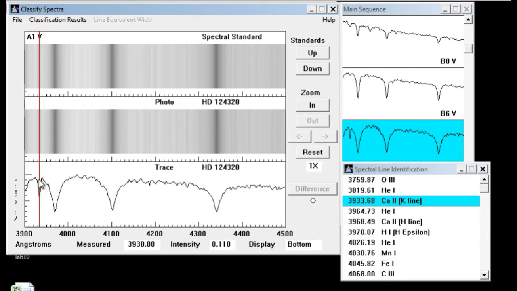And then the next question is with the trace that we've been working with, what do the absorption lines appear as? So here, here, here, and here. How would you describe those?